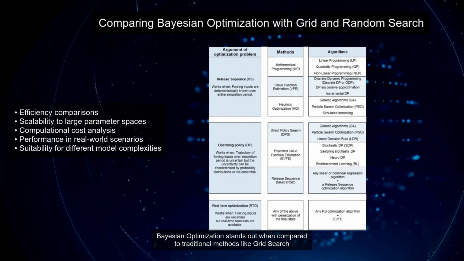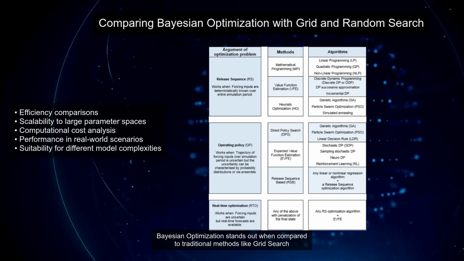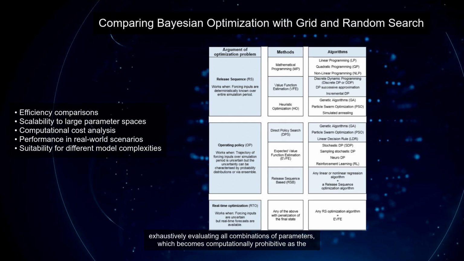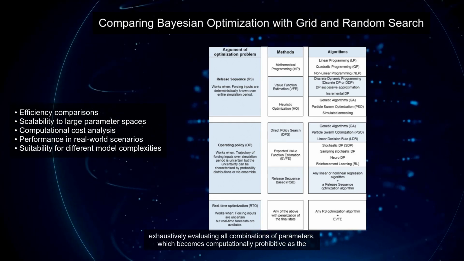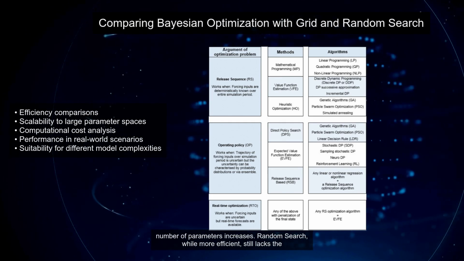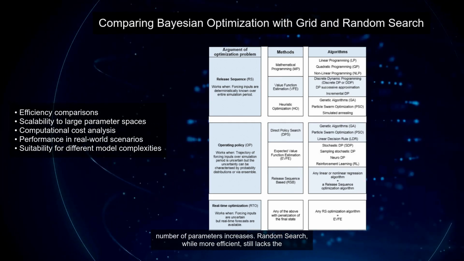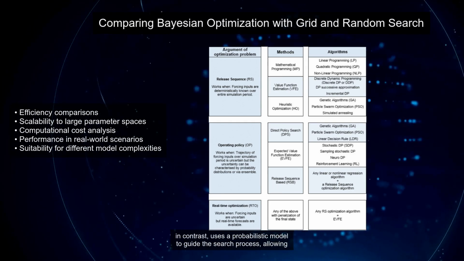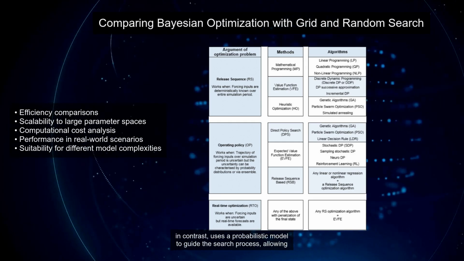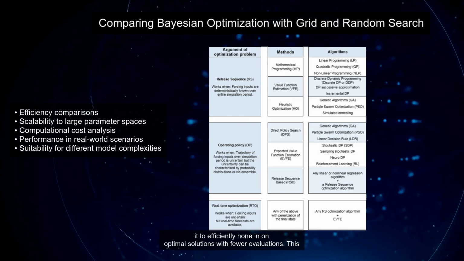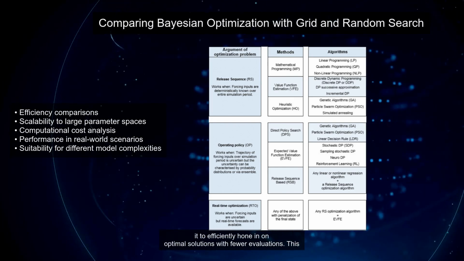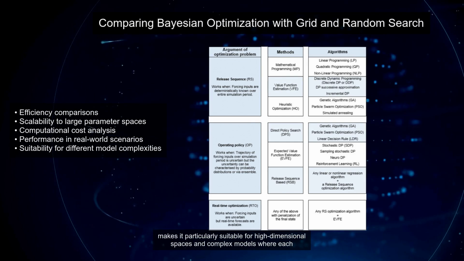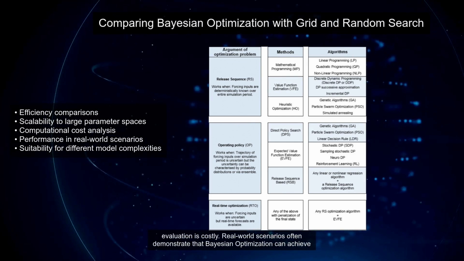Bayesian optimization stands out when compared to traditional methods like grid search and random search, particularly in its efficiency and scalability. Grid search involves exhaustively evaluating all combinations of parameters, which becomes computationally prohibitive as the number of parameters increases. Random search, while more efficient, still lacks the intelligence to focus on promising areas of the parameter space. Bayesian optimization, in contrast, uses a probabilistic model to guide the search process, allowing it to efficiently home in on optimal solutions with fewer evaluations. This makes it particularly suitable for high-dimensional spaces and complex models where each evaluation is costly.